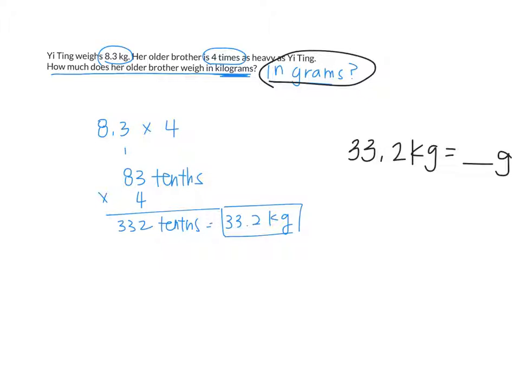So if I have 33 kilograms, will I have more or less than 33 grams? More, right? So do I have to multiply or divide? How many grams are in 1 kilogram? 1,000. Good. So use that. You have to do 33.2 times 10 to the third power.